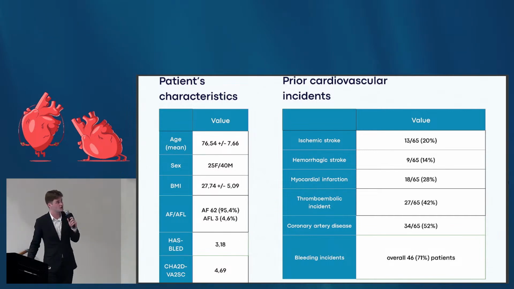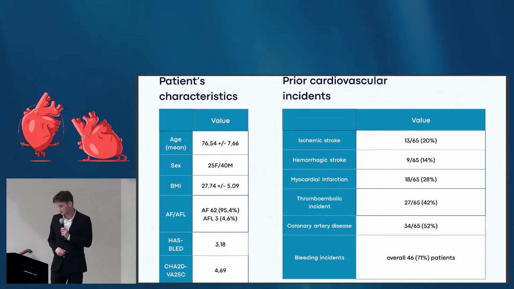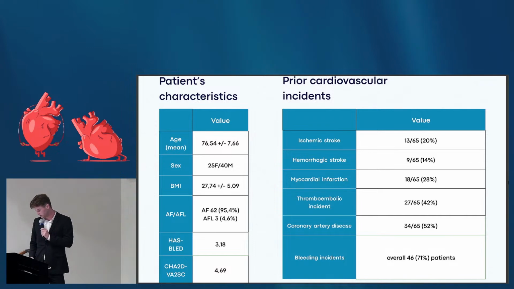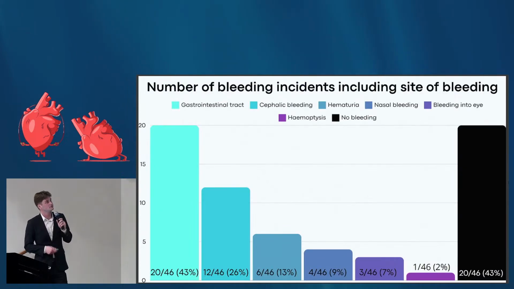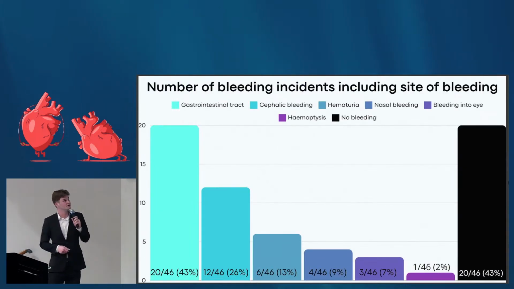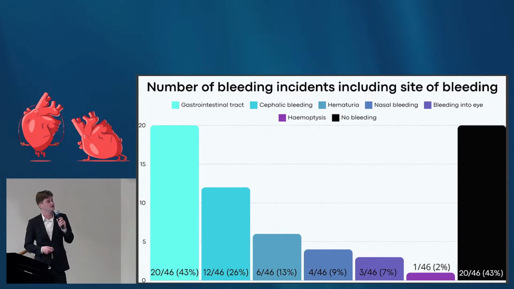4.69. The prior cardiovascular incidents were commonly present in our group. However, the most important ones are the bleeding incidents, which act as an indication for the procedure, and 71% of the patients presented with bleeding on anticoagulants. The most common site of the bleeding was the gastrointestinal tract and cephalic bleeding. The less common were hematuria, nasal bleeding, hemoptysis, and bleeding into the eye. And as you can see, 20 of the patients did not report bleeding.